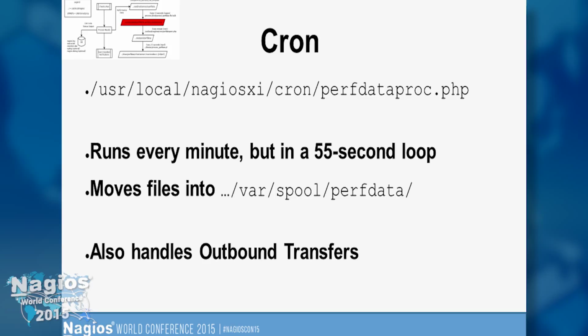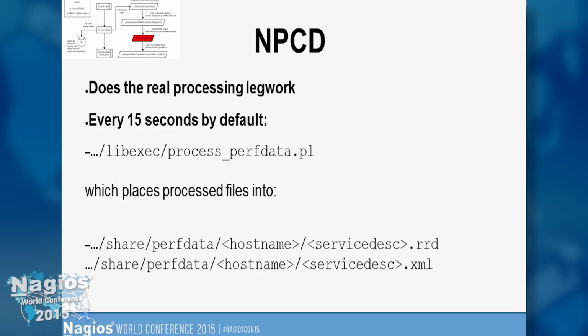It also handles the outbound transfers, if you've ever used that, if you have like a distributed setup. This is kind of what hooks into and processes that. So move the files into /var/spool/perfdata. Right? And then NPCD takes over.